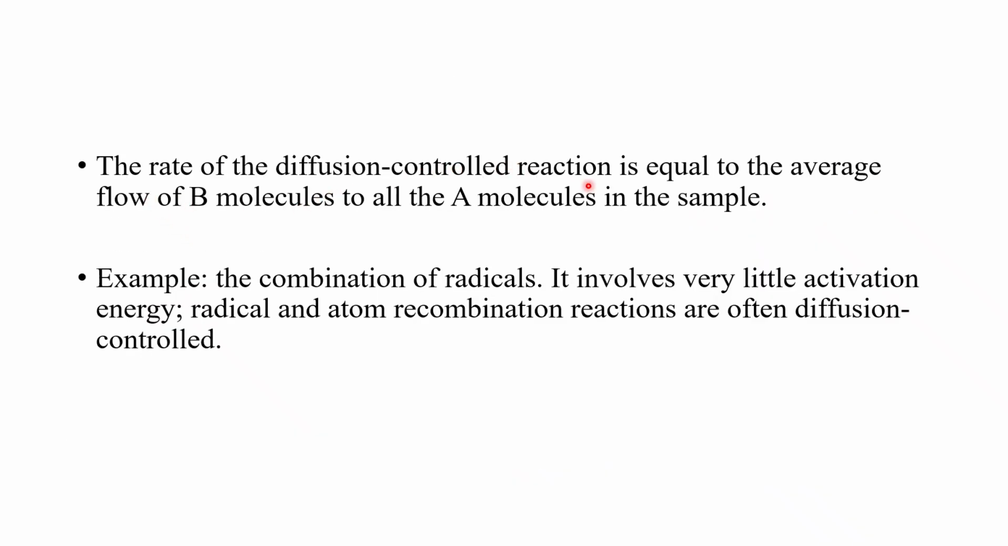The rate of the diffusion control reaction is equal to the average flow of B molecules to all the A molecules in the sample. So it depends on how fast reactant A meets reactant B. When they meet, they will immediately produce the product. Examples of diffusion control reactions involve the combination of radicals, which involves very little activation energy, and radical and atom recombination reactions are always diffusion control.